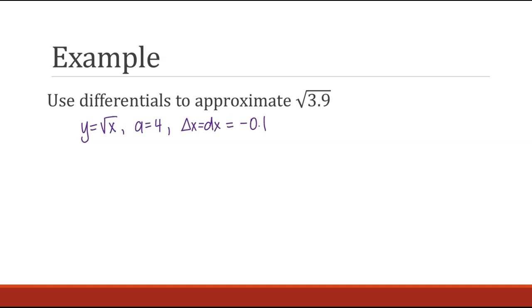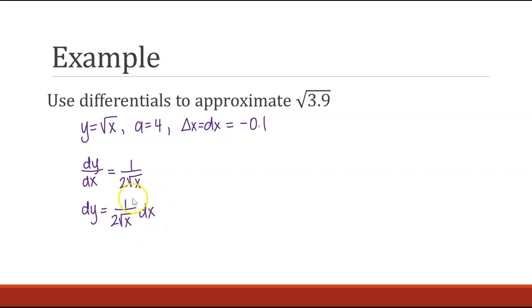All right, so now that we have all this information, we're going to go ahead and calculate the differential dy. So remember, dy/dx, that's the derivative, which we've done a few times now. The derivative of radical x is 1 over 2 rad x. We'll multiply by the dx, so dy is 1 over 2 rad x dx.